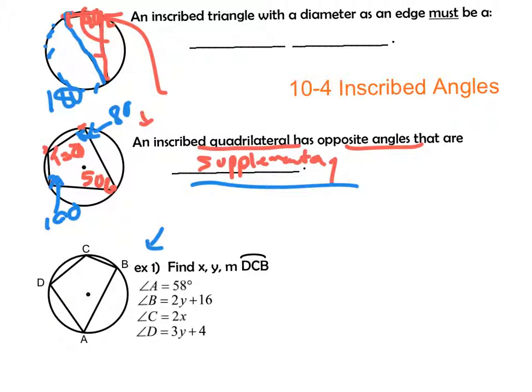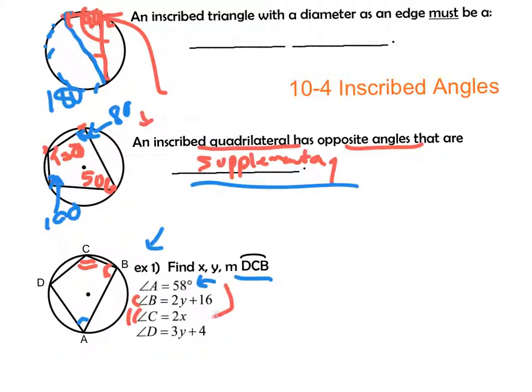Here's example 1. Find x, y, and the measure of arc DCB. So if A is 58 degrees, right here, that's 58 degrees. And B is 2y plus 16 right there. And C is 2x. I'll do double arcs for that one. So this is a single arc, and this is a double arc.